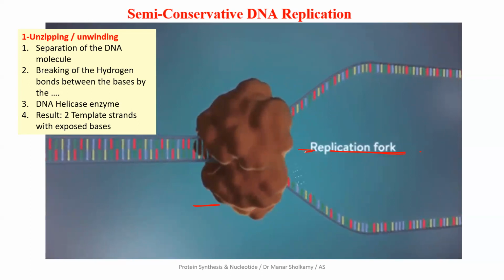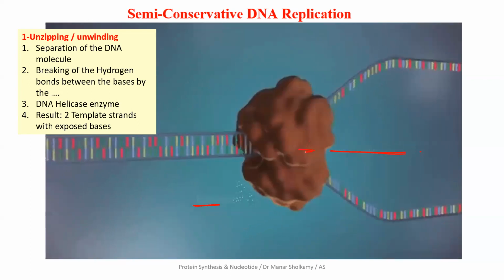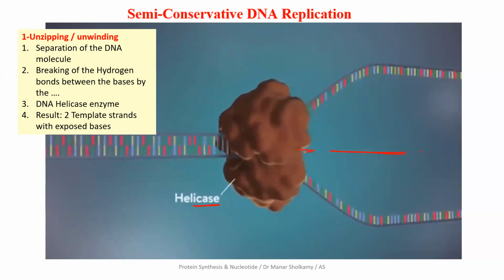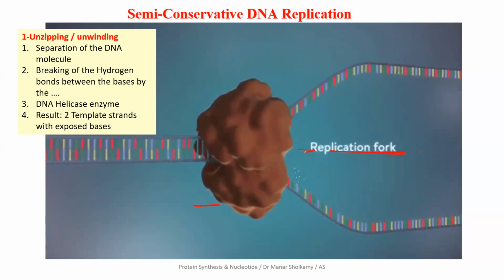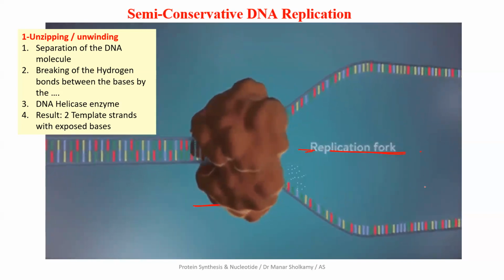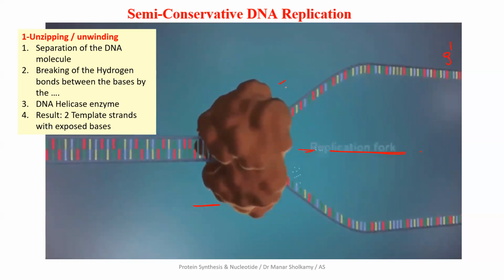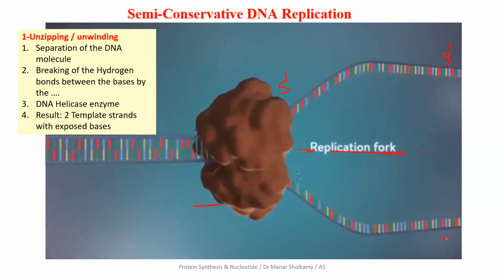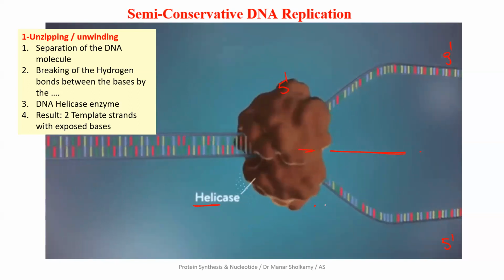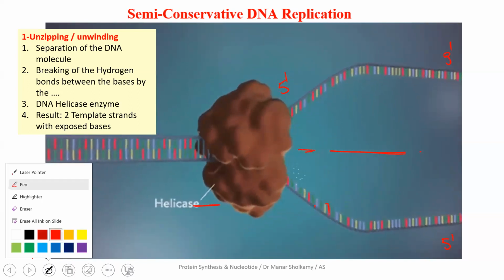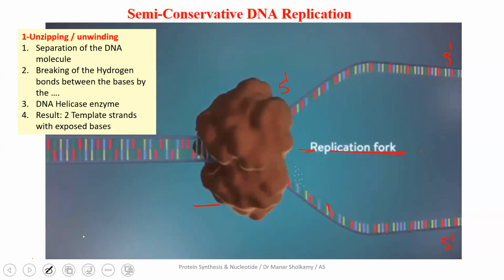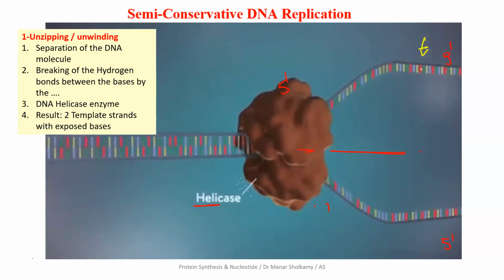Okay, Kareem? Good. Now, we will immediately start the replication. So you have another enzyme that will start the replication. Which enzyme? The DNA polymerase enzyme. These two strands are antiparallel. Okay, Noor, pay attention. So one strand is 3' to 5', and the other strand is 5' to 3'.